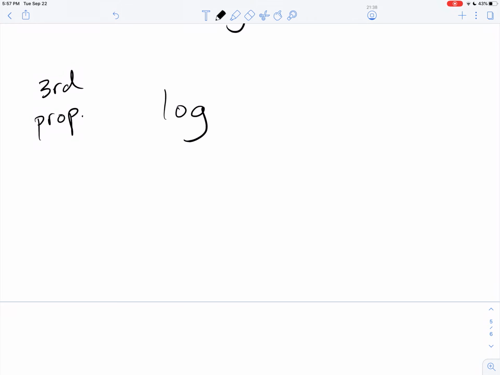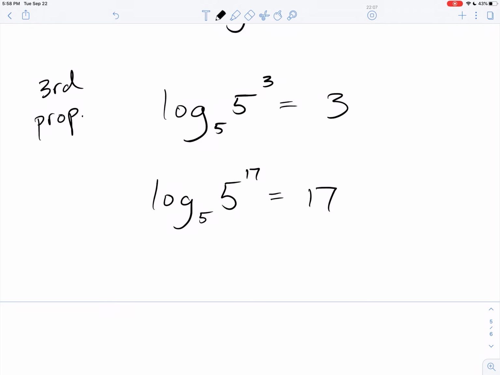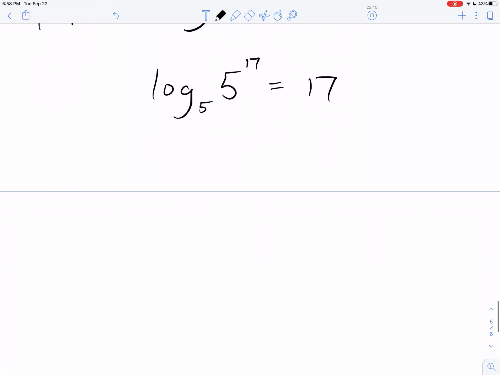Log. I'm just going to write it out. I'm going to write a couple down so you can see it. See this guy? Log base 5 of 5 to the third. It looks super complicated. It totally does. I agree. But you know what the answer is? 3. How about this? Log base 5 of 5 to the 17. Guess what the answer is? Just guess. It's 17. If you have this number down here and this number here, they match. You put anything here that you want. That's the answer.